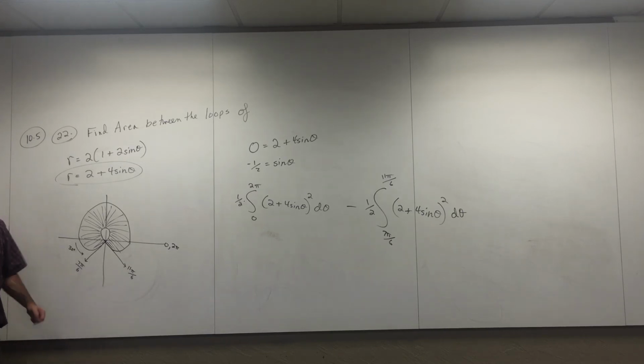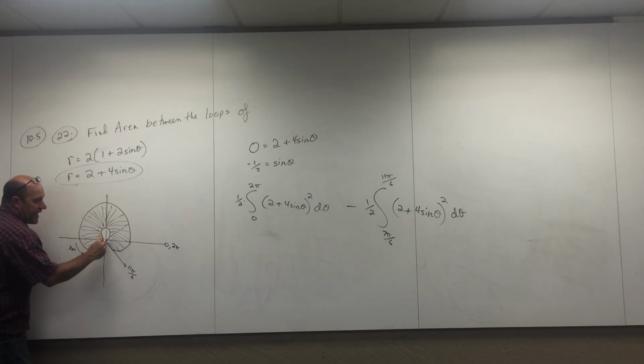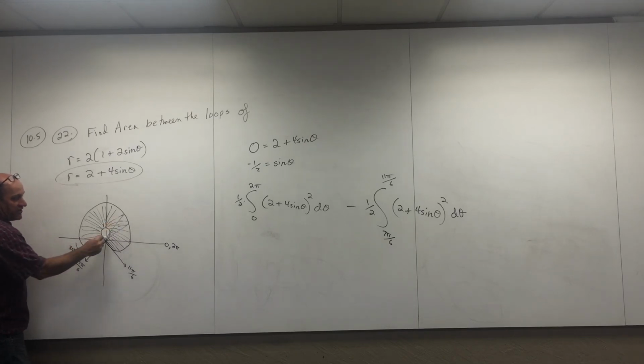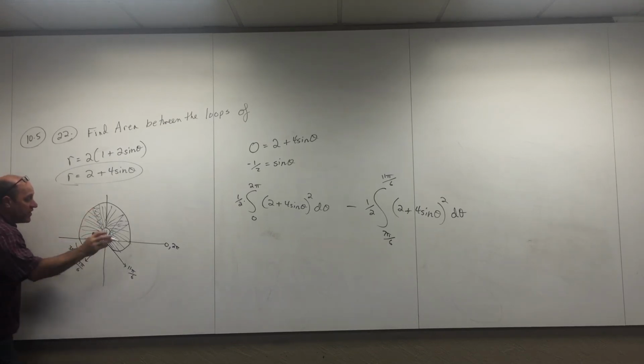Can I explain it? Maybe. Let me think. If you're integrating from 0 to 2 pi, you're sweeping out these sectors of area. Look at them. So you're getting all this stuff you want, plus you're getting the inner loop. Okay, now wait a minute. If I go, look, I'm getting the inner loop. Oh, you know what?